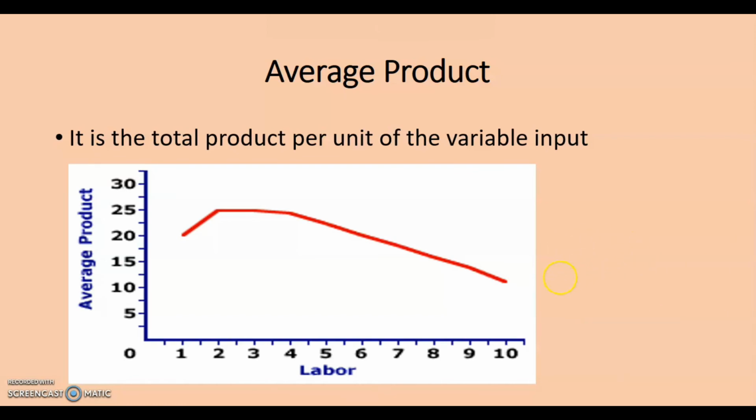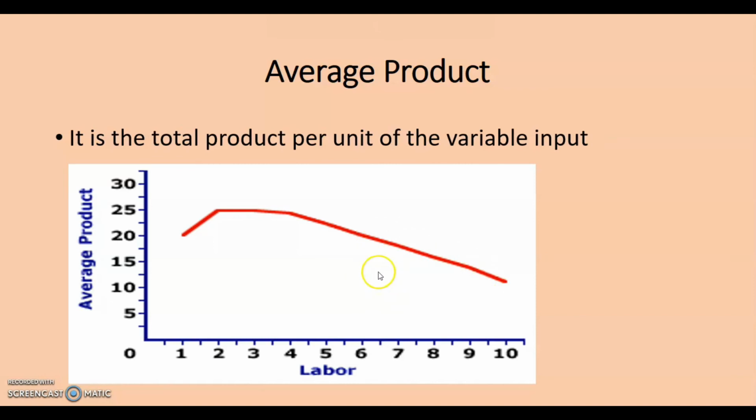Then we look at the graphical representation of the average product. The average product also behaves like the total product. It increases, attains a maximum, and then begins to fall. So that is the shape of the average product. Now the average product cannot enter the negative zone.